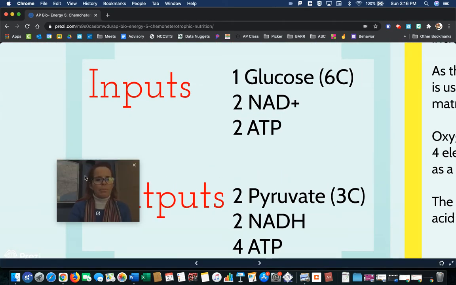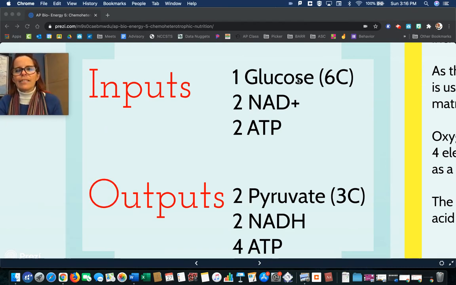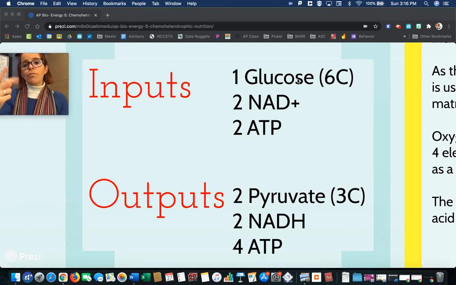All right, so the inputs and outputs, one more time, of glycolysis. What's going in? Glucose, 2 NAD pluses, and 2 ATP. Remember, it took 2 ATP to get this process started. What's being produced is 2 pyruvates that each have 3 carbons, 2 NADHs, plus 2 H pluses, which they didn't write here, and it bugs me that they didn't write that. Whatever. And then 4 ATP get produced. So that's what's coming out. So the net for ATP is just 2 ATP. All right, moving on.